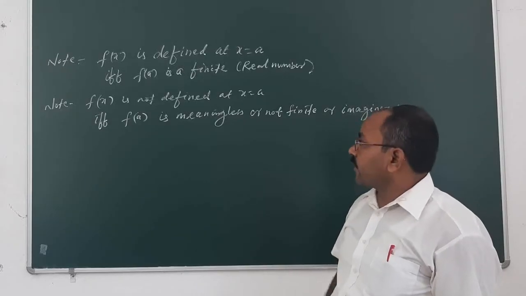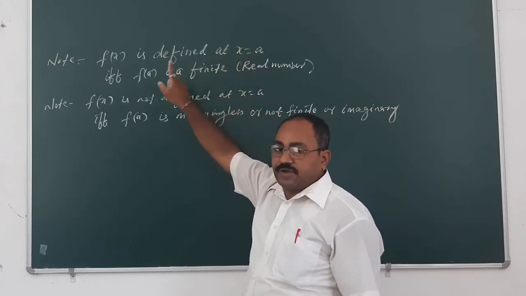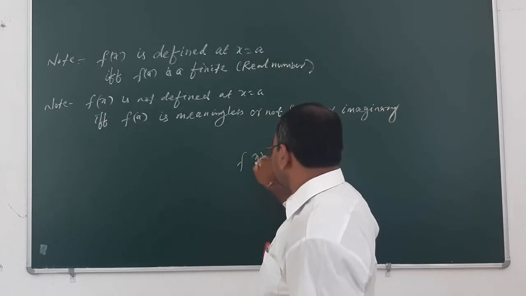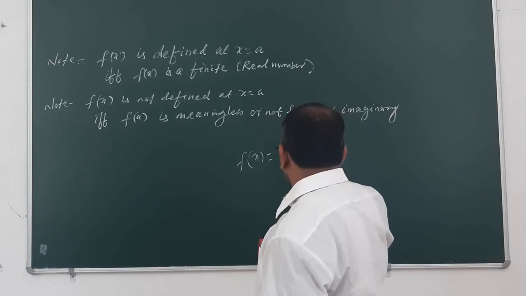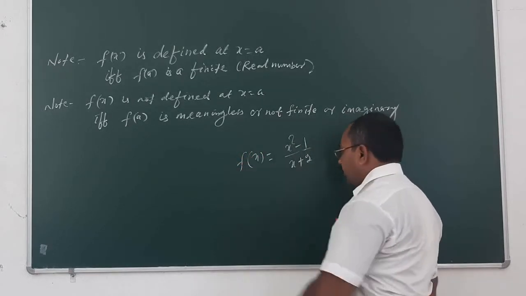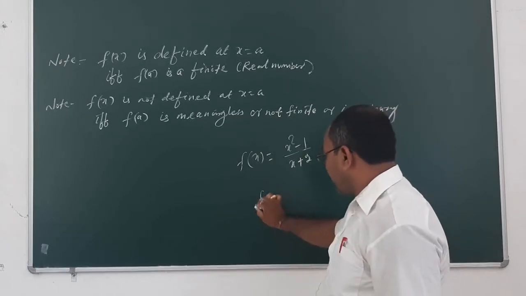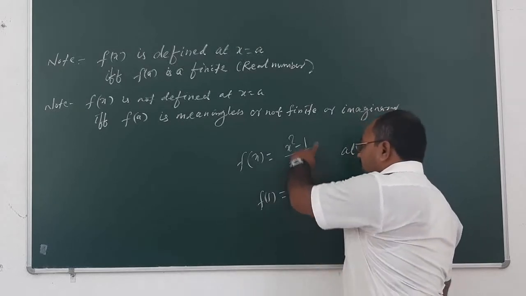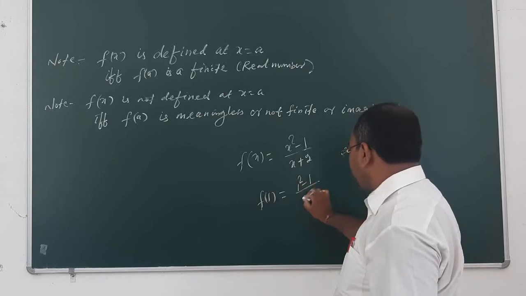Now note one. f(x) is said to be defined at x only. That means f(x) will be defined at x only. What do you mean? Suppose you have a function f(x) equal to (x square minus 1) by (x plus 2). We say this function f(x) is defined at x equal 1. That means if you find f(1), you have to substitute x equal 1 in this expression, we get (1 square minus 1) by (1 plus 2).